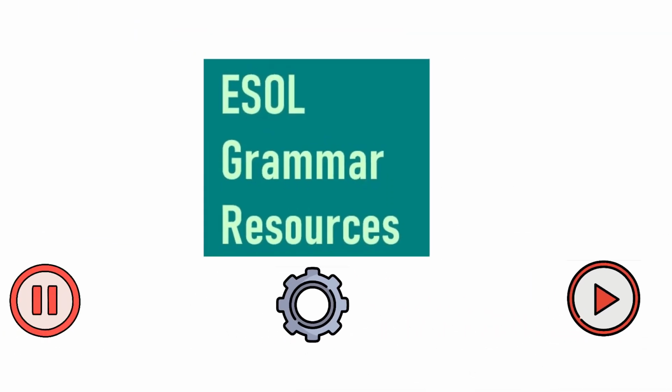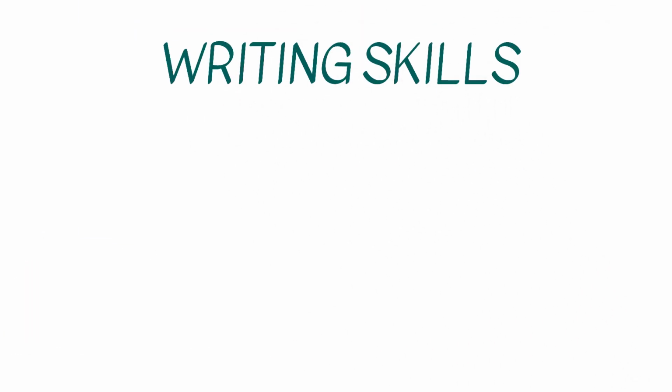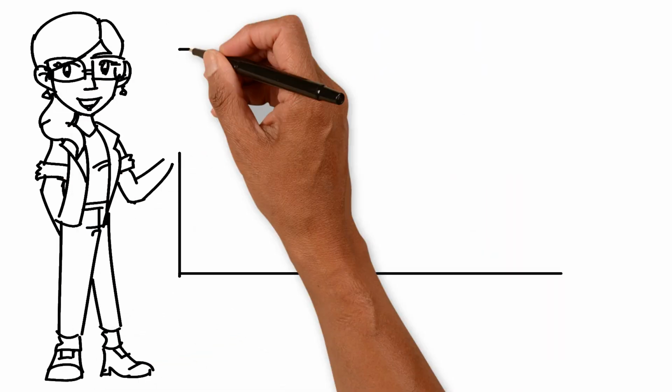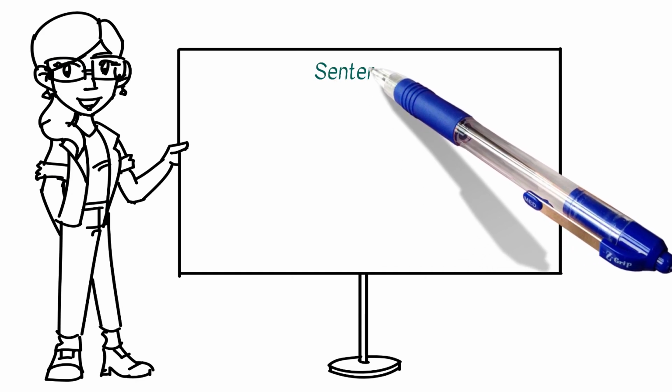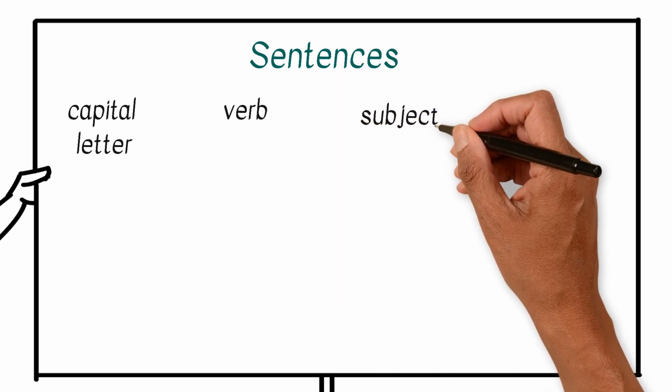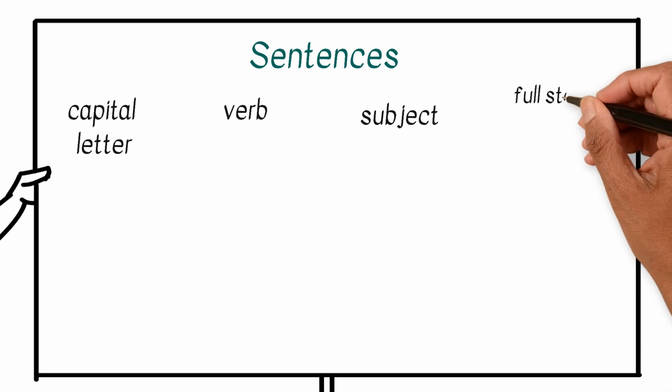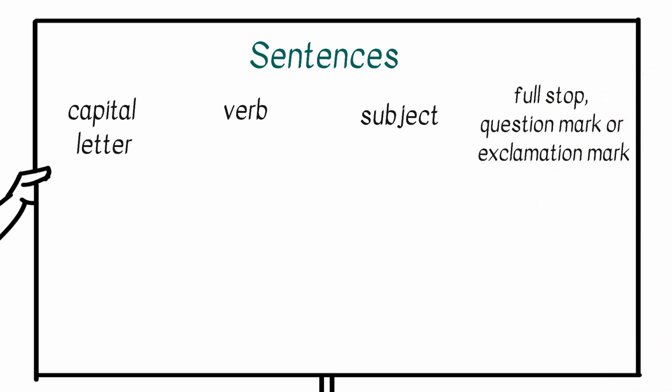Today, we'll be talking about writing skills, sentences, and capital letters. Let's start with sentences. A sentence always begins with a capital letter or a big letter, has a verb, has a subject, who or what the sentence is about, and always ends with a full stop, question mark, or exclamation mark. Here are some examples.